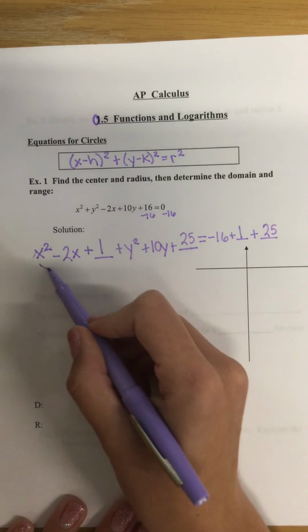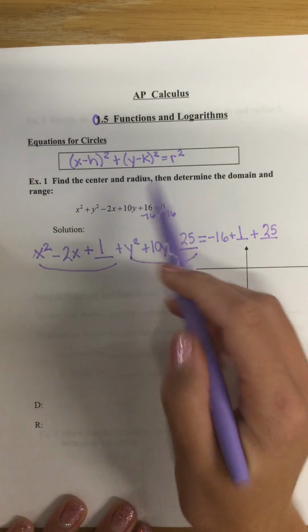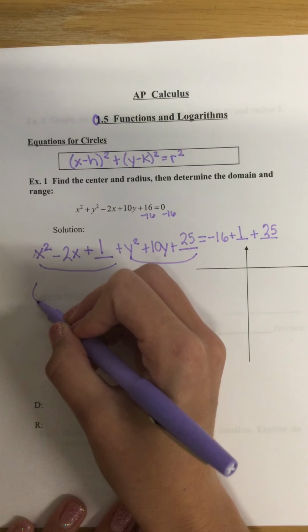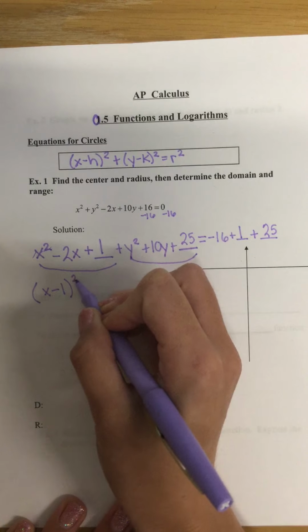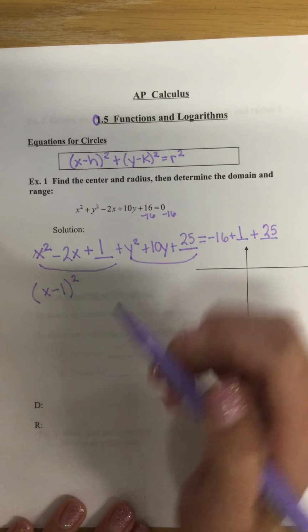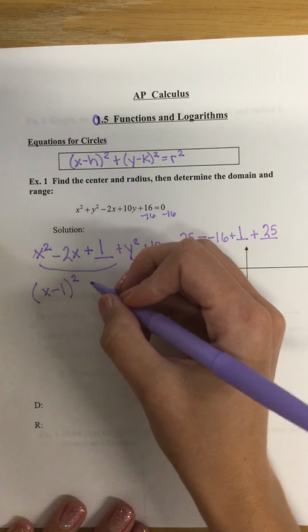And now what we're doing is putting these into factored form so that we can get it into the standard form of a circle. So what multiplies to give 1 and adds to give negative 2? That's going to be negative 1. Negative 1 times negative 1 gives us 1, and negative 1 minus 1 gives us negative 2. And so it'd be x − 1, which makes (x − 1)².